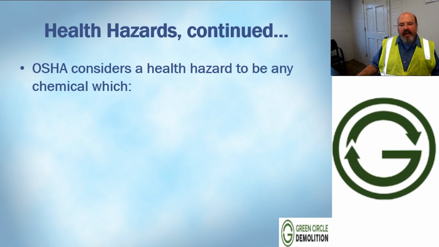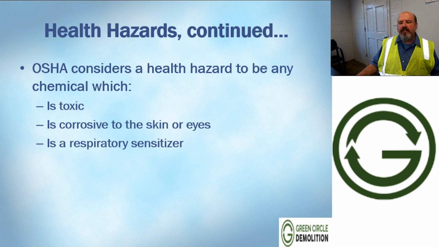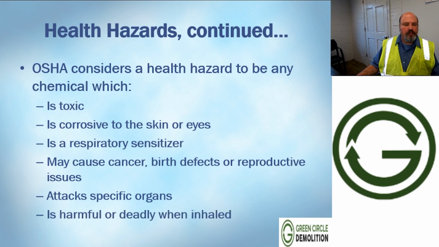OSHA considers a health hazard to be any chemical which is toxic, number one; is corrosive to the skin or the eyes, like battery acids, hydrochloric acids, all kinds of things; is a respiratory sensitizer, which means it takes your breath away, things like ammonia; may cause cancer, birth defects, or reproductive issues; attacks specific organs; and is harmful or deadly when inhaled.